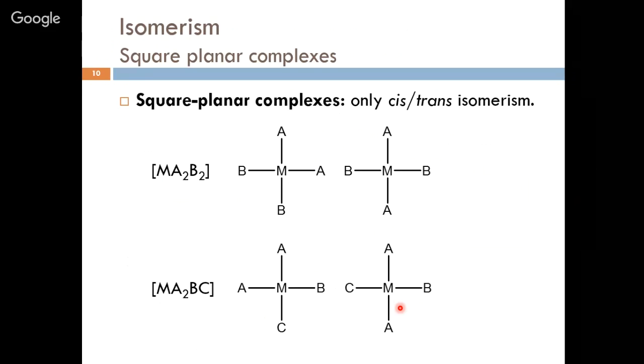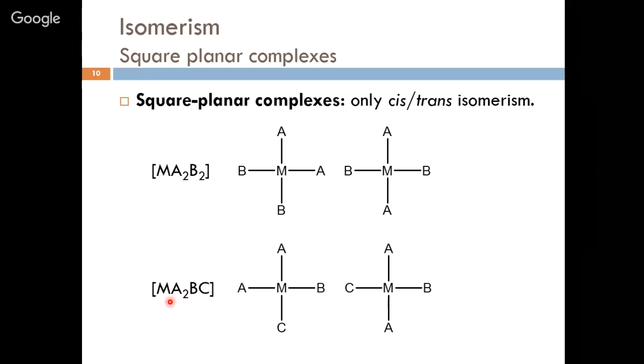We can also have isomers that are more similar to the organic isomers that you've looked at before. If we have square planar complexes, we can have cis-trans isomers. If we have 2 A ligands and 2 B ligands, then we can have where the B ligands are next to each other and the A ligands are next to each other. Or we can have the trans form where they're across from each other.